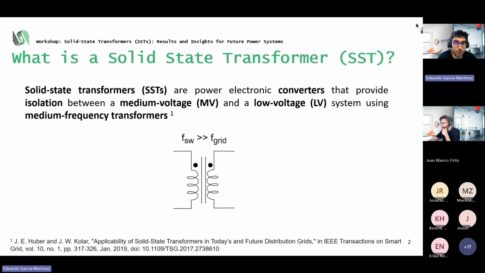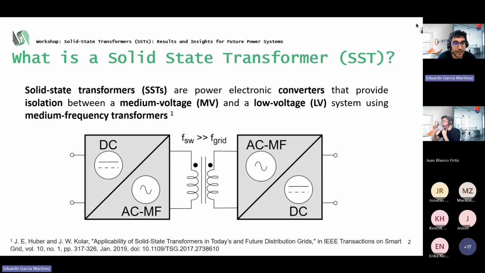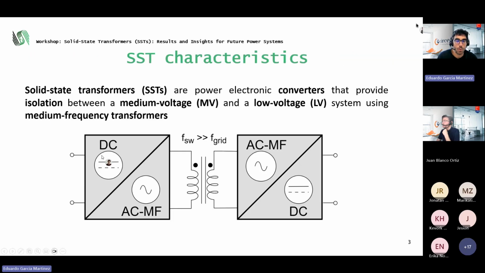And to transfer the energy, they need a power electronic converter to generate the AC voltage in order to transfer the energy between primary and secondary, or secondary to primary. One of the main characteristics of these SSTs, of these DC-DC converters, is that due to that high frequency of operation, they work several times per second in comparison with the frequency of the grid.